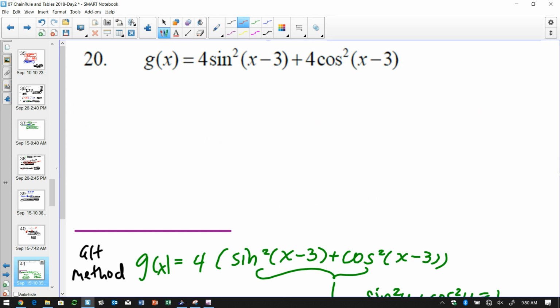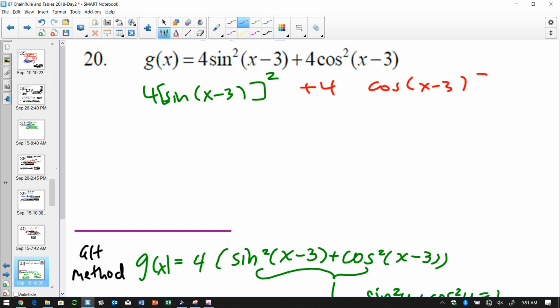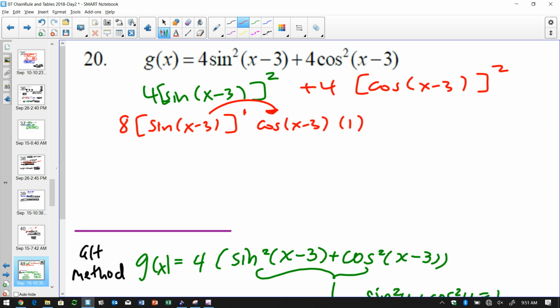Does anybody want me to do it? Absolutely. Okay, so this would be 4 sine, you have to rewrite it, right? So this would be raised to the squared, okay? On the right side, this would be rewritten and raised to the squared also. You guys good with that? Yeah. So then when you take the derivative here, this would be 8 sine x minus 3. Take the power down by 1, but you also need to take the derivative of the inside. So that's cosine x minus 3 times 1.